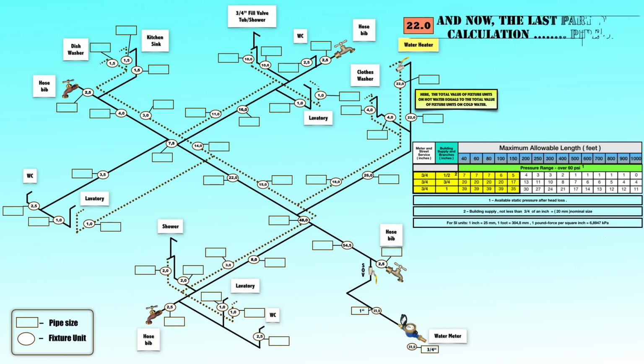And now, the last part of the calculation, pipe size, with the Table 610.4.